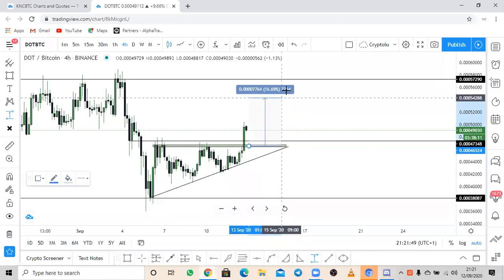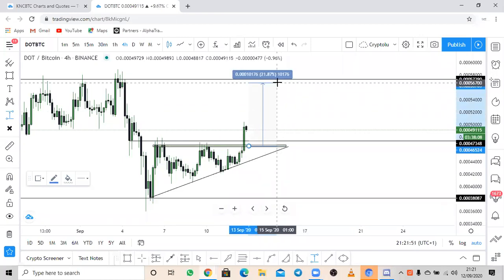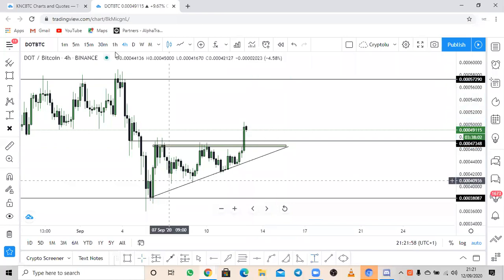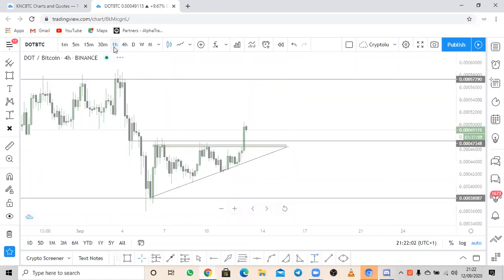So you see, the move is just starting. This is just a small one. If you are looking for a retracement before the continuation, then you can go to the lower time frame, like the 1 hour or 30 minutes, to see how you can enter.